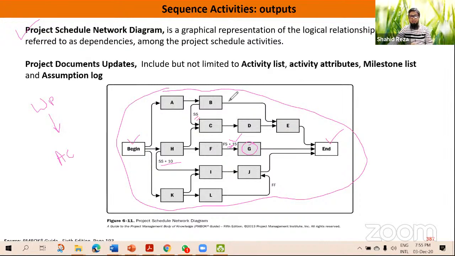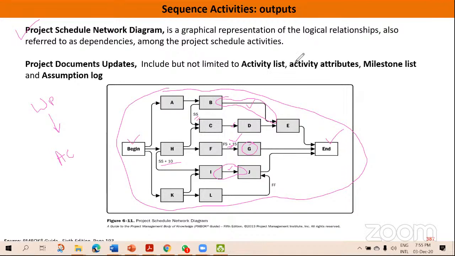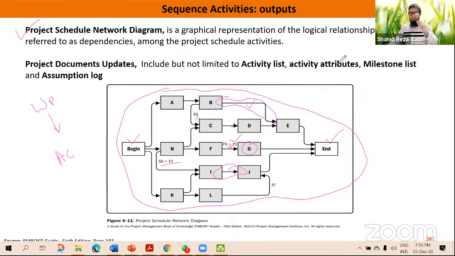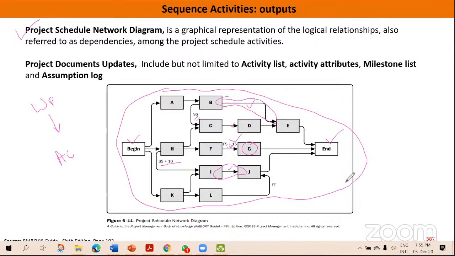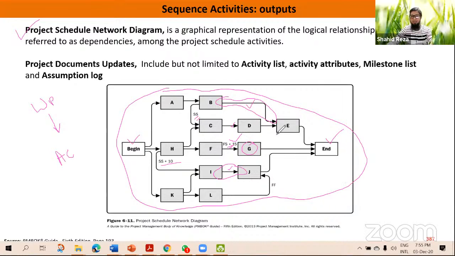So can anyone say, this B and E means what? What type of relation? Is it finish to start, start to start, or what? That is not mentioned here, right? Not mentioned here, not mentioned here. Somewhere it is mentioned. So when it is not mentioned, then what type of relation is this? Can anyone say? Discretionary? No, I am talking about the logical relationship: finish to start, finish to finish. There are four types. Finish to start. Yes, it is always finish to start.